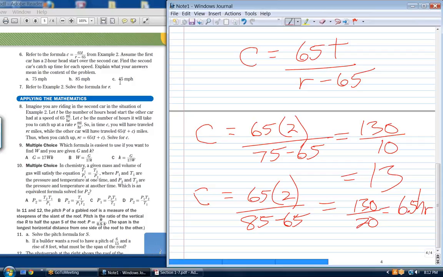So it would be C equals 65 times 2, 130 over negative 20. Okay, what's that mean in a real life context?